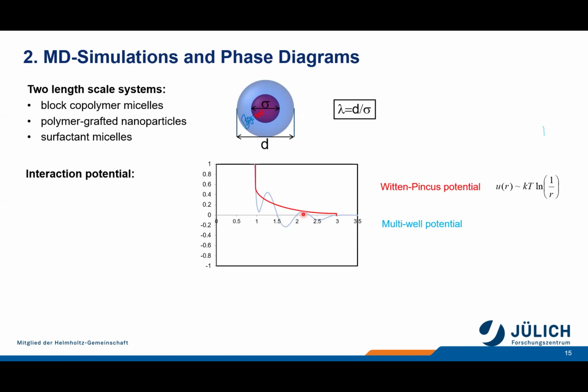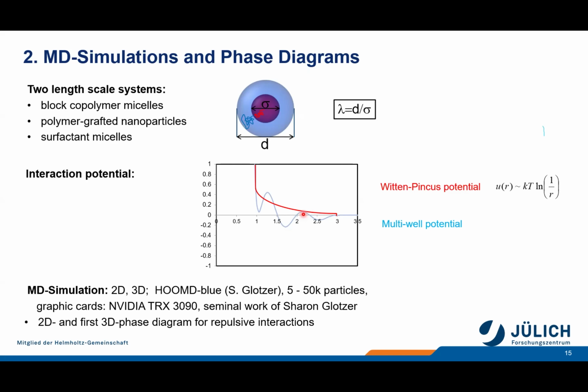So therefore, we took the Witten-Pincus potential, where we use a hard-core repulsion of the cores and a soft shell repulsion of the polymer shells. So this is a very soft potential, just logarithmically depending on the distance. And this is one which is known to describe the interaction of micelles quite well. So we did this with a graphics card and a simulation package from Sharon Glotzer's group.